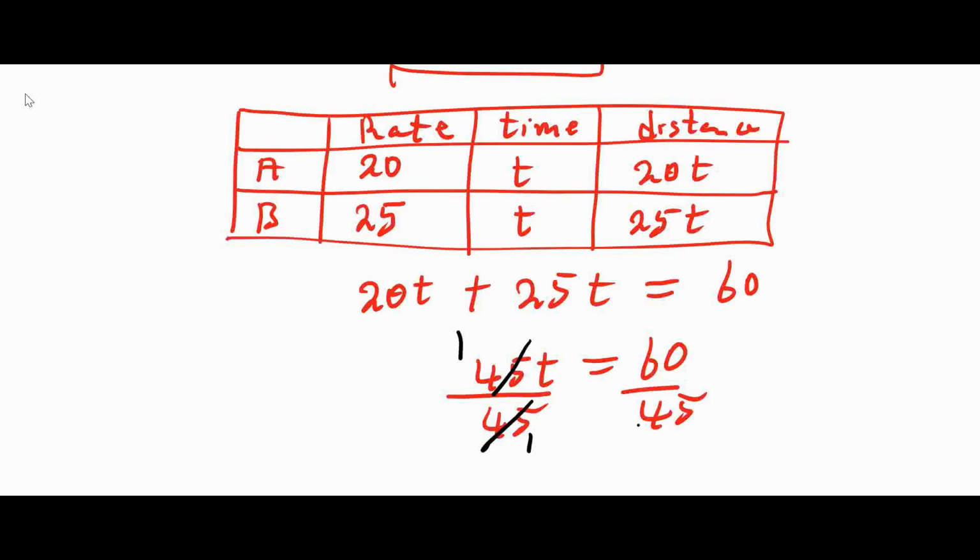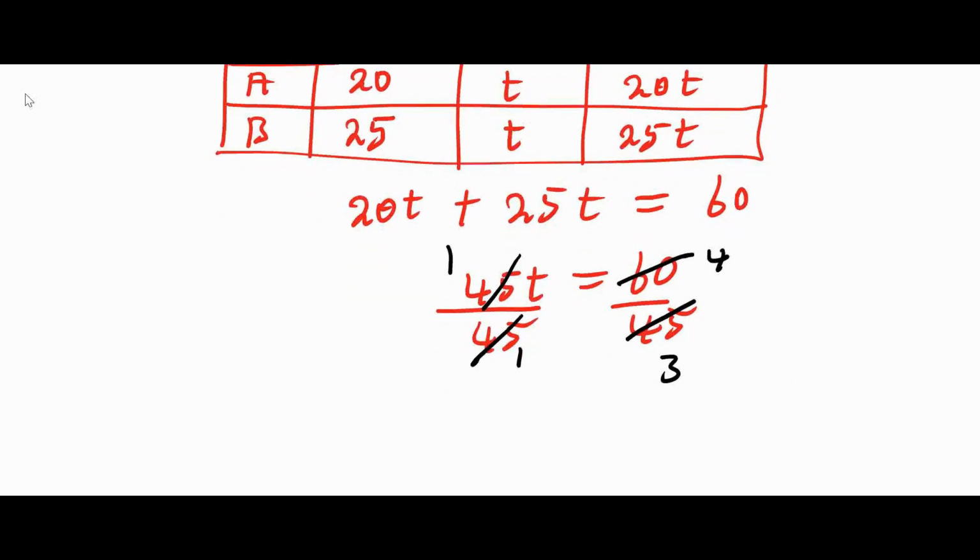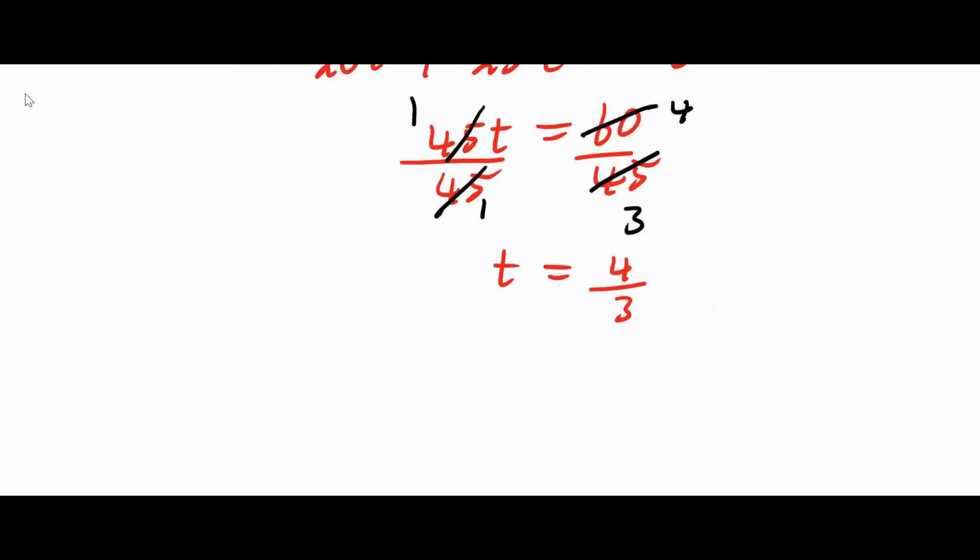And we can divide 45 by 15, and that would give us 3, and 60 divided by 15 is 4. So t will be equal to 4 over 3 hours. And we can simply convert this to minutes by multiplying by 60. 60 divided by 3 is 20, and 4 times 20 is 80. So this is 80 minutes.